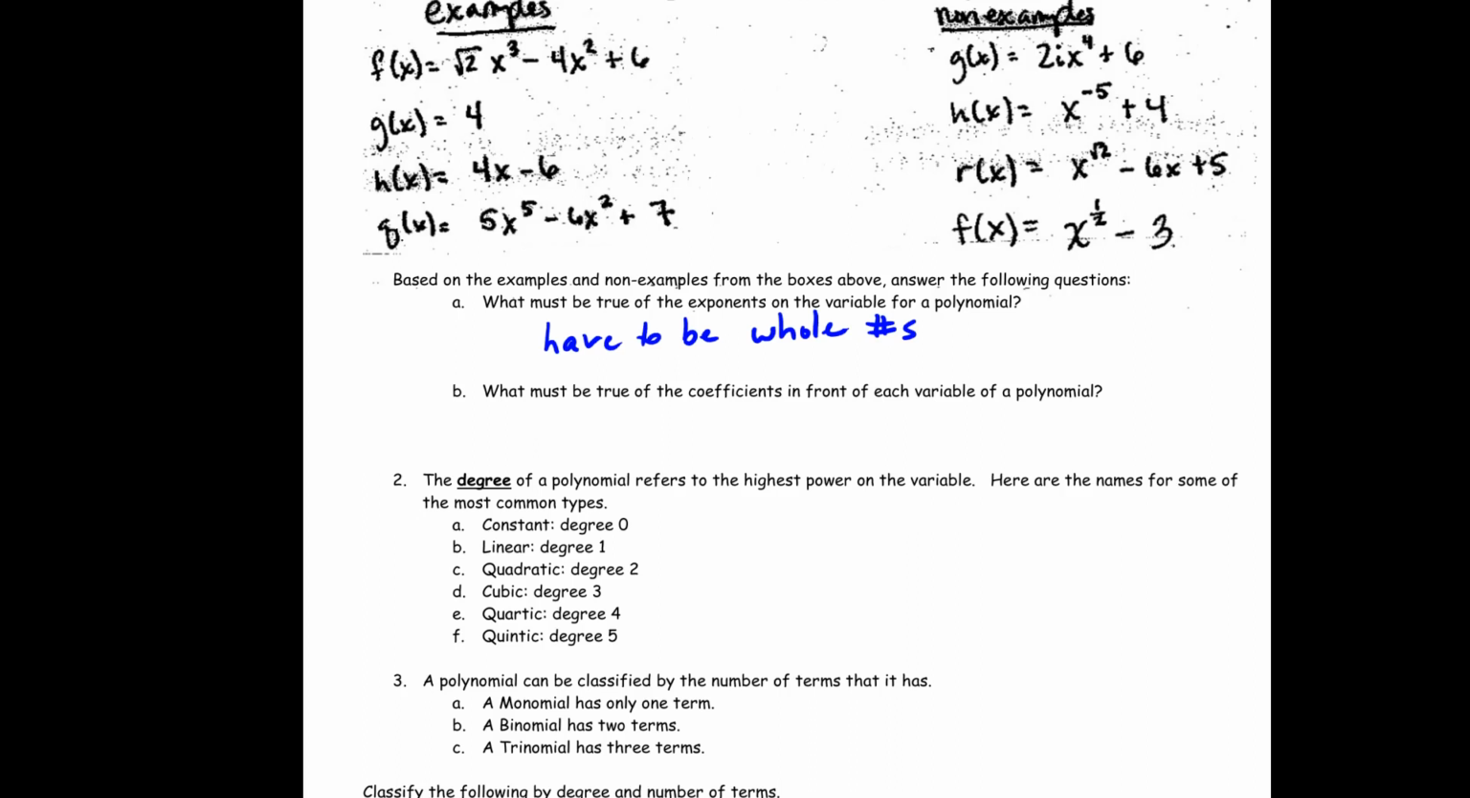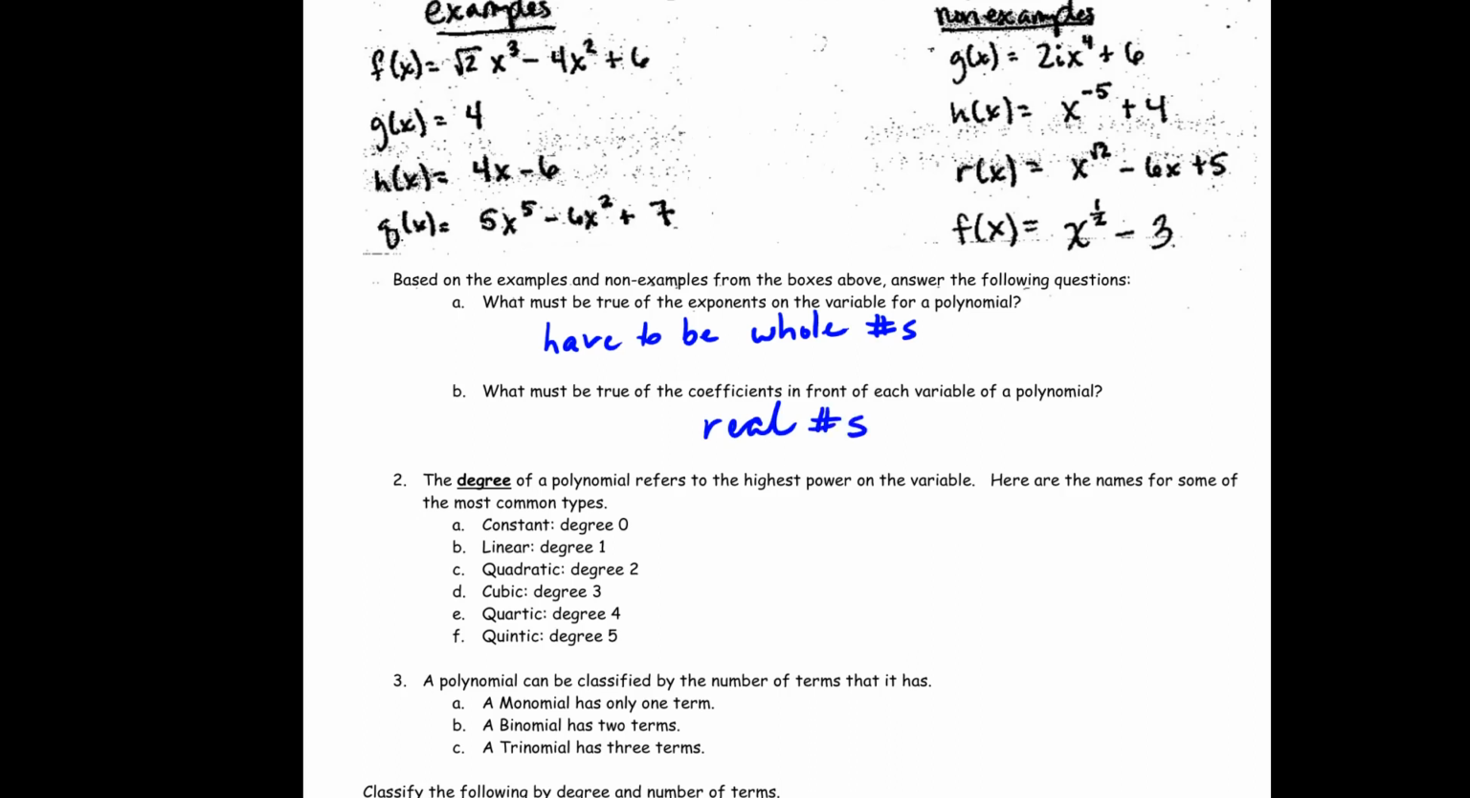Letter B, what must be true of the coefficients in front of each variable of a polynomial? Jaden. Yes, they have to be real numbers, no imaginary. They could be rational, they could be irrational, but they have to be real numbers. I should put my pen down somewhere. Oh, there it is. Okay. So yes, real numbers.